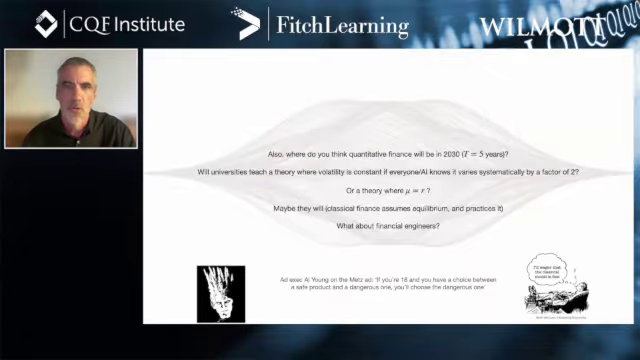Also, where do you think quantitative finance will be in 2030? So t equals 5 years. Will universities teach a theory where volatility is constant, if everyone and their AI knows it varies very systematically by a factor of 2, or a theory where mu equals r? And maybe they will. Classical finance assumes equilibrium and practices it, but what about financial engineers?